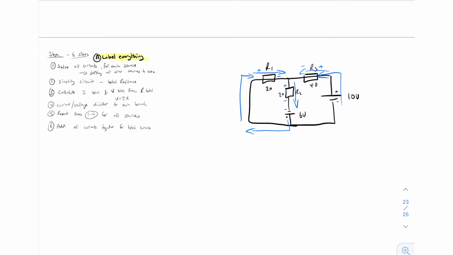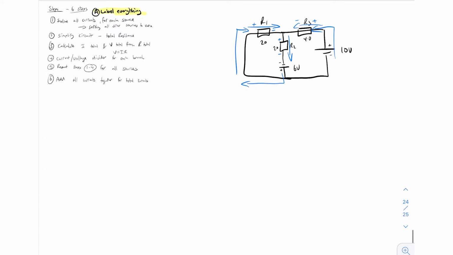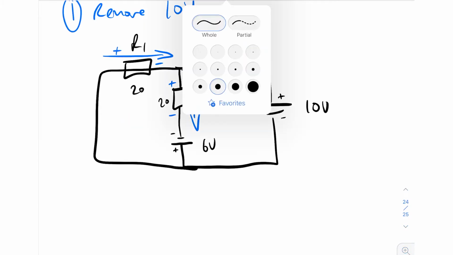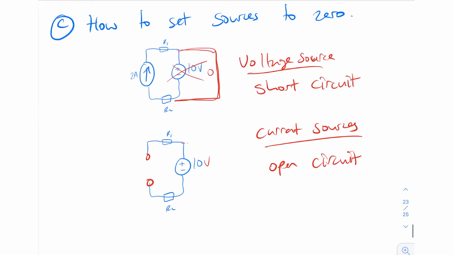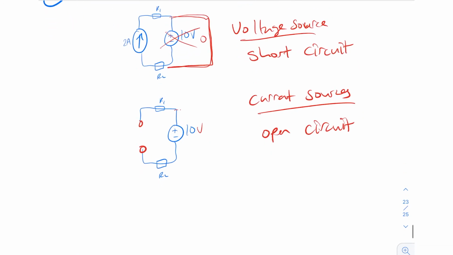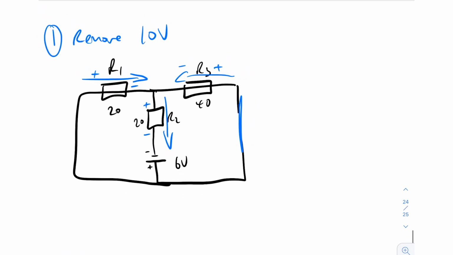Okay, so now let's remove one of the voltage sources. So we'll just copy and paste this. So let's put part 1, and then let's remove 10 volts. Okay, so we're going to remove this one, and we're going to replace it with a short circuit, remember? So like we said up here, voltage sources are replaced with a short circuit. Okay, so we've removed that one now.